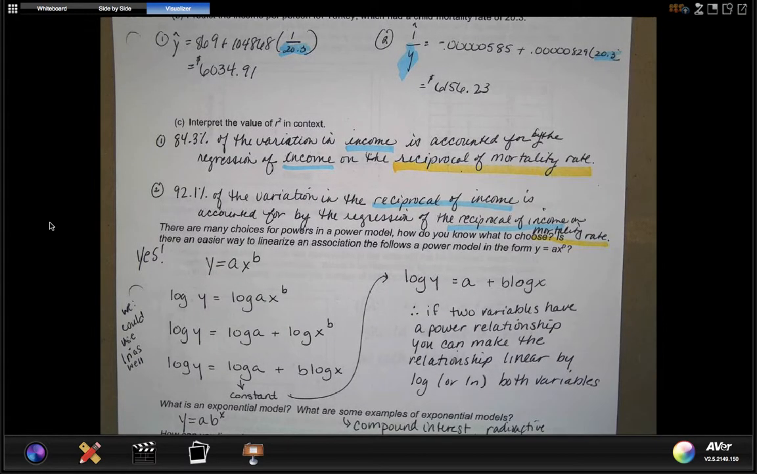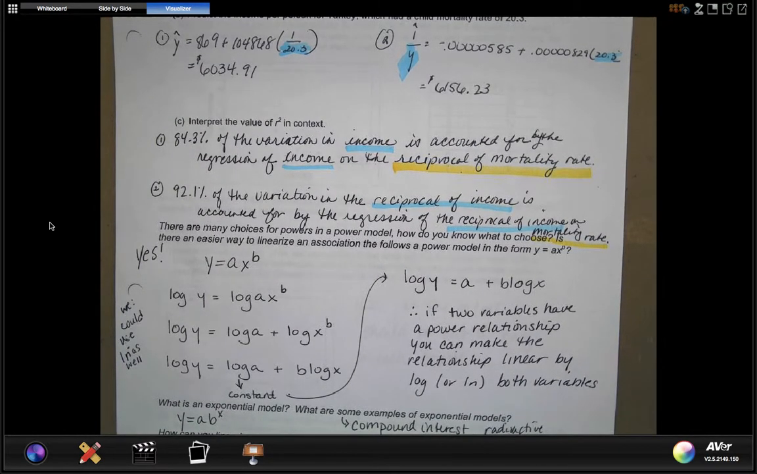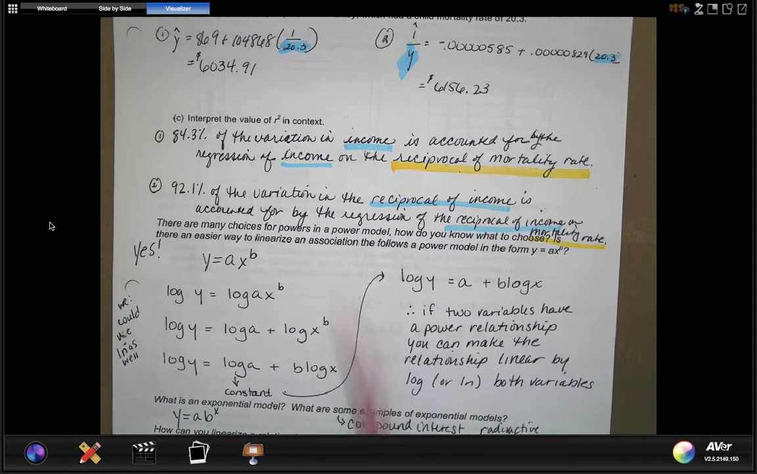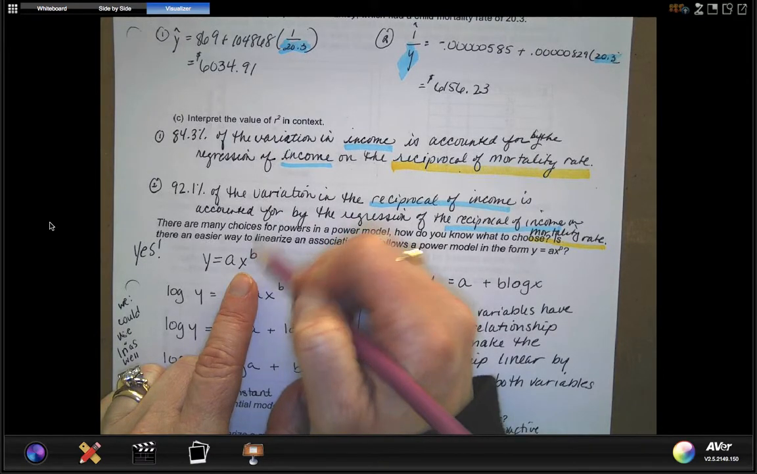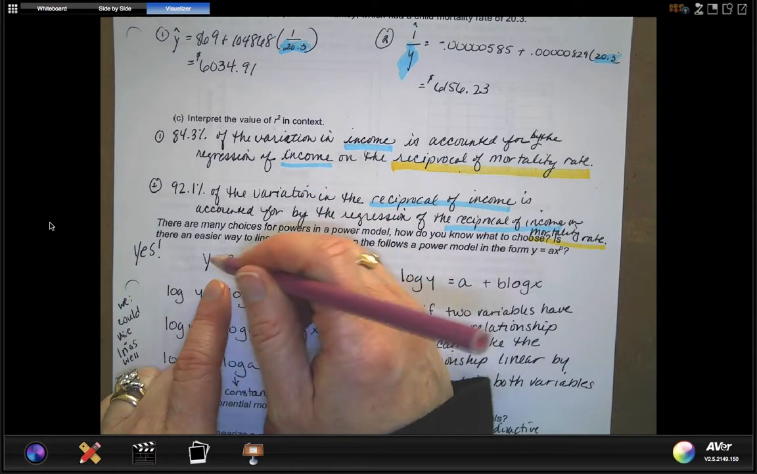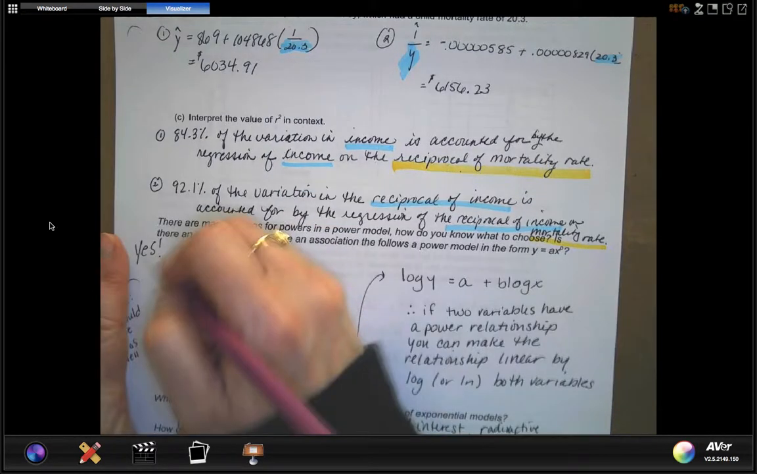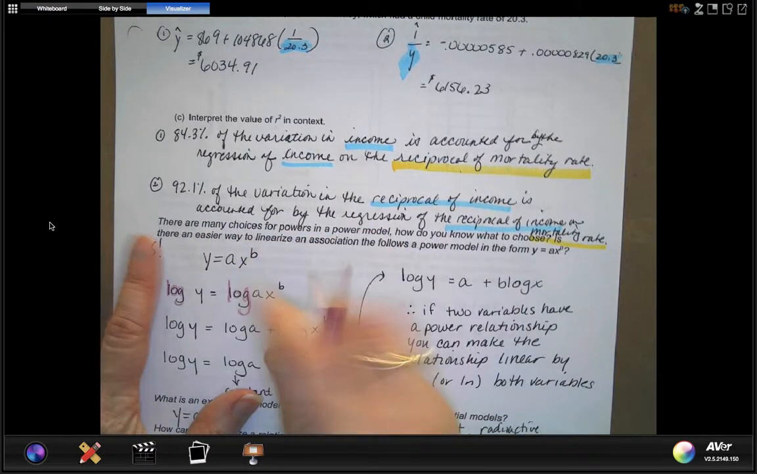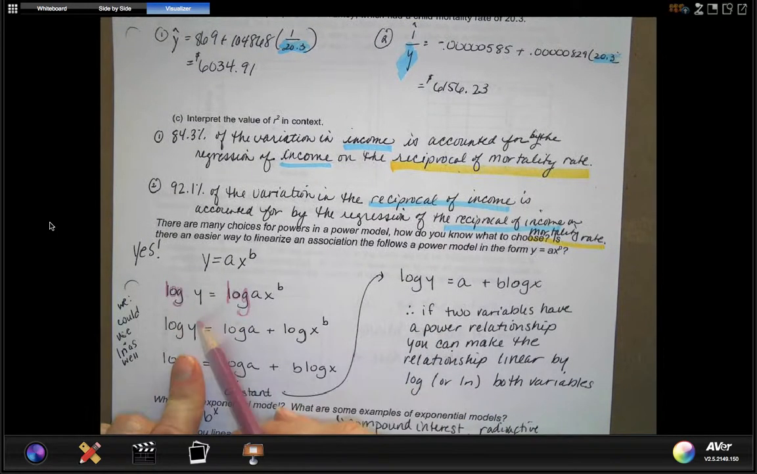So what I'm doing here is I start off with this power equation. So y equals a x, and the x is raised to the b. Remember, a and b are constants, x and y are my variables. So I start off by taking the log of both sides, okay? So I just log both sides. This right here is still log of y.